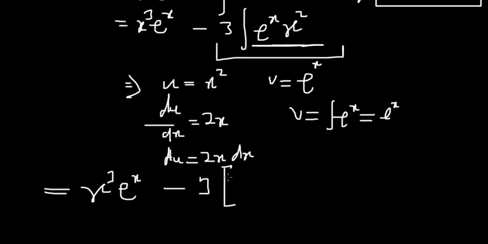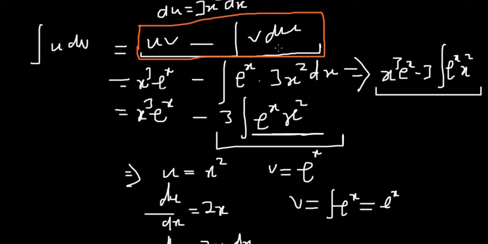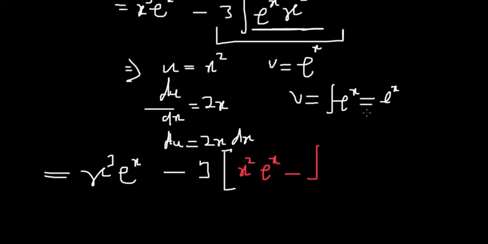So we have u, let me use another color so that you get to appreciate what we are doing. We know that u is x squared, and then v is e exponent x, minus the integral of v du. Note, this is the formula we are using. So we have v, which is e exponent x, and then du, which is 2x dx. Just close the brackets.